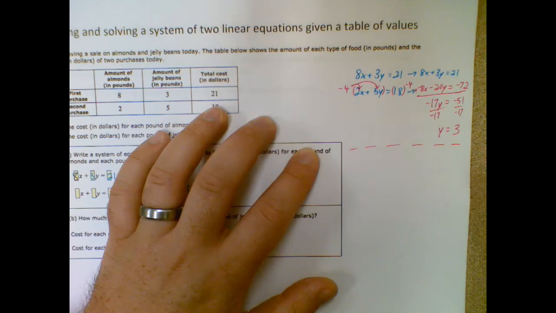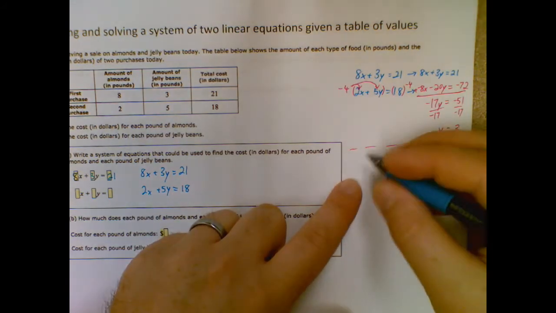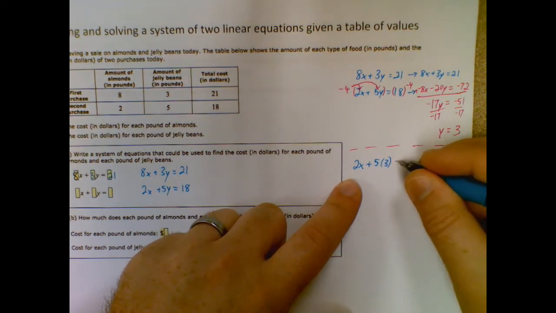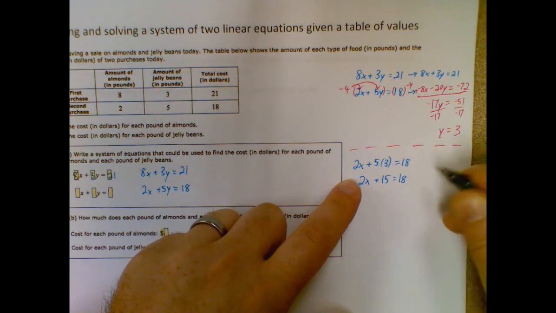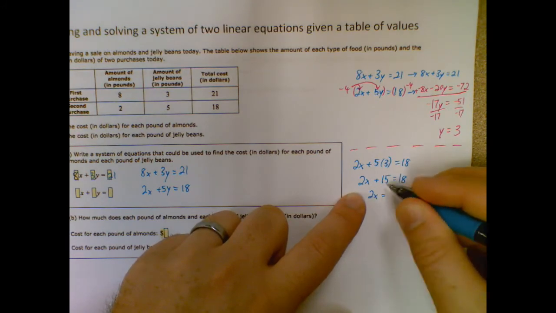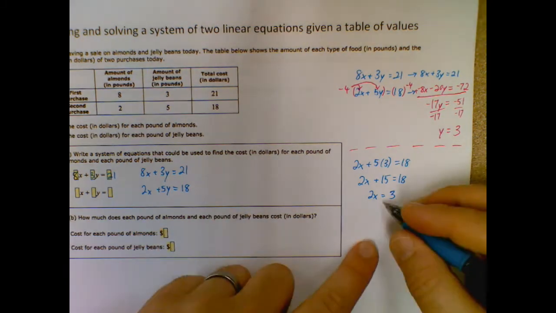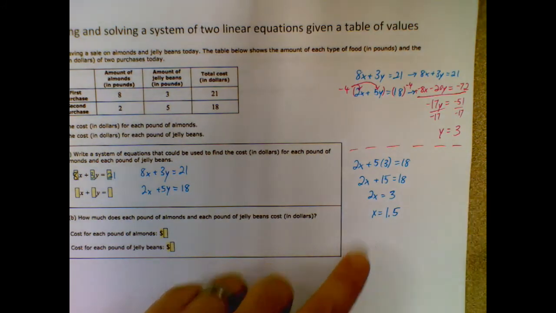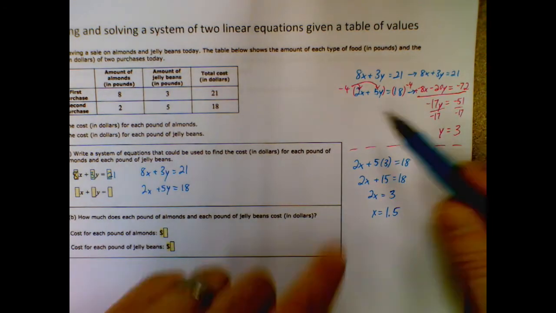So I want to plug that y value back into one of my original equations. I'm going to go with the bottom one since the numbers are a little bit smaller there. So I have 2x plus 5 times y, but y is 3. So 5 times 3, plus 2x equals 18. Just a quick multiplication there. Subtract off the 15. 18 minus 15 is 3. Divided by 2, I get 1.5. So I have my answer of 1.5 and 3, and I got that from the second one.